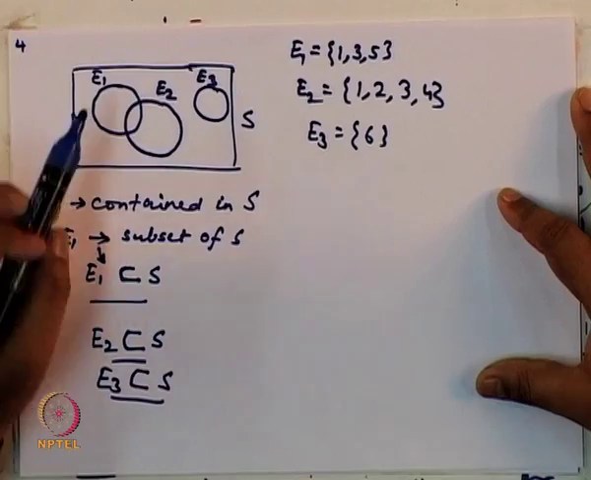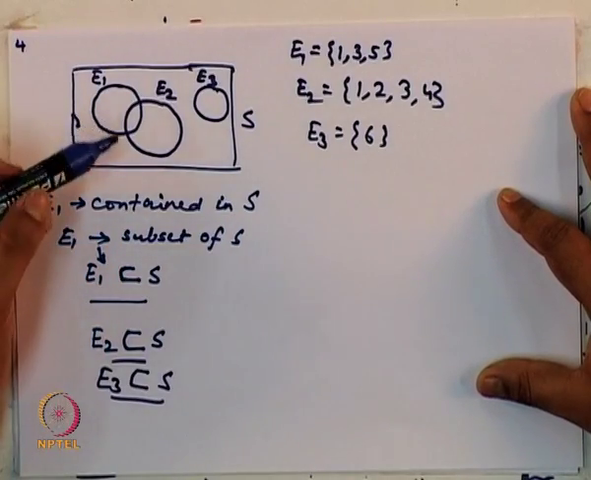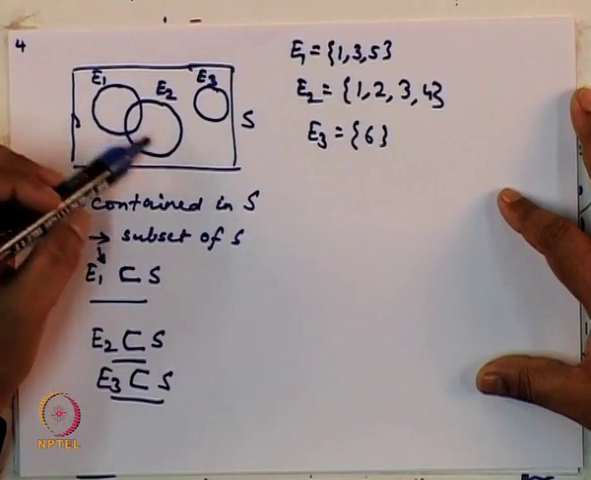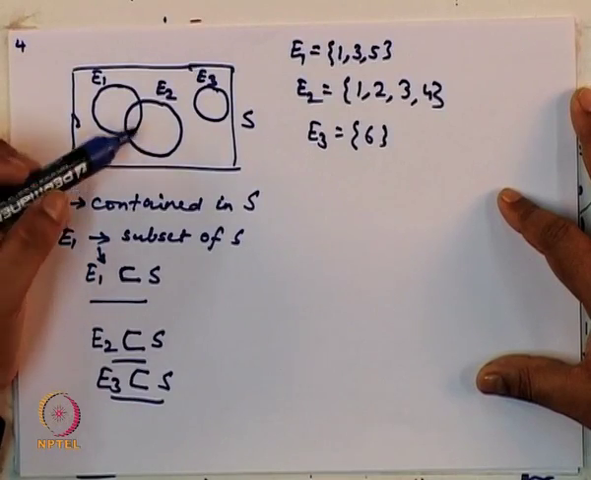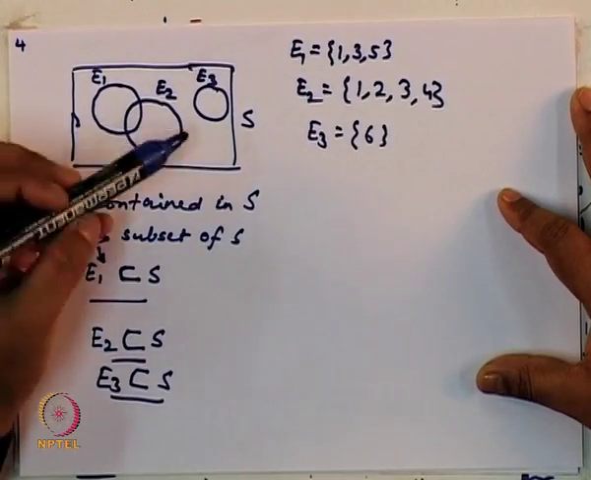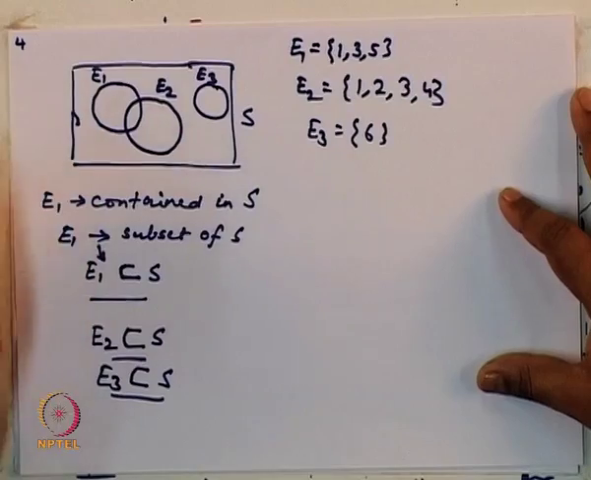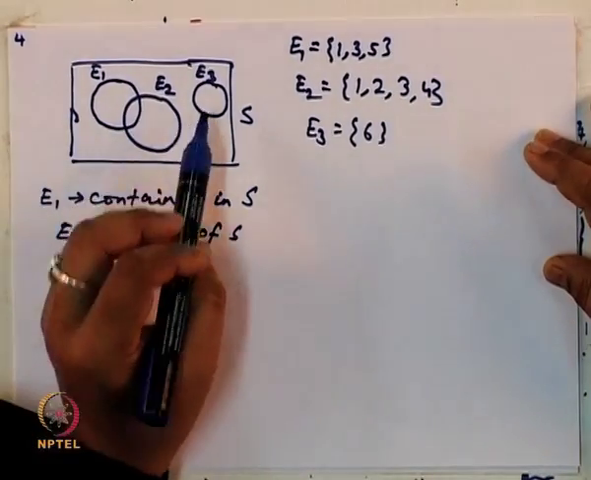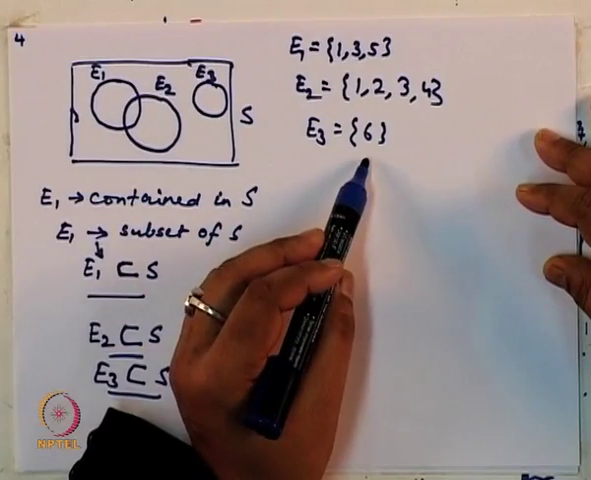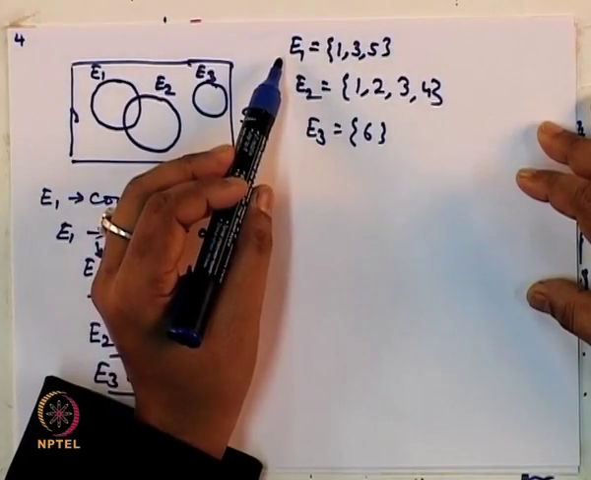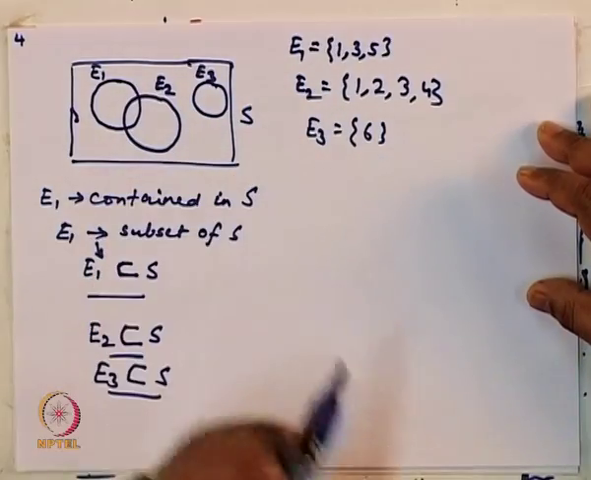Another important measure: the way I have drawn E1 and E2, there is some overlap between the events E1 and E2. But when I have drawn E3, I have drawn it outside of E1 and E2. This gives you the idea that when E3 occurs, so when number 6 occurs, I can say clearly that neither event E1 nor event E2 has occurred.